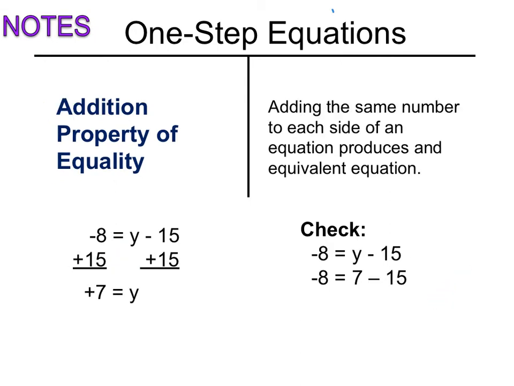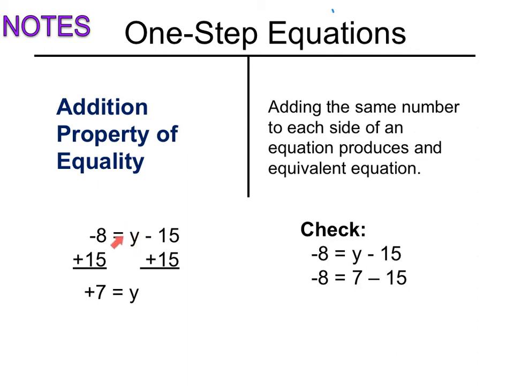Okay, let's look at the addition property of equality, and that says adding the same number to each side of an equation produces an equivalent equation. So I start with the equation, negative 8 is equal to y minus 15. And notice now this time my y is on the right side of the equation. We shouldn't be afraid of that. We just need to learn how to work with it on either side.